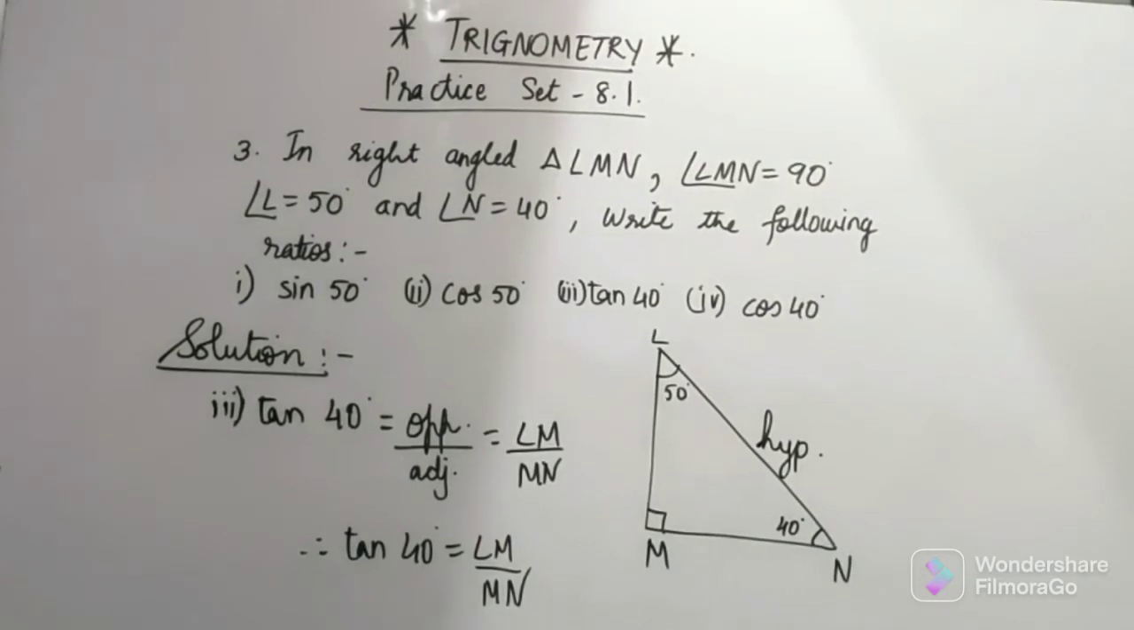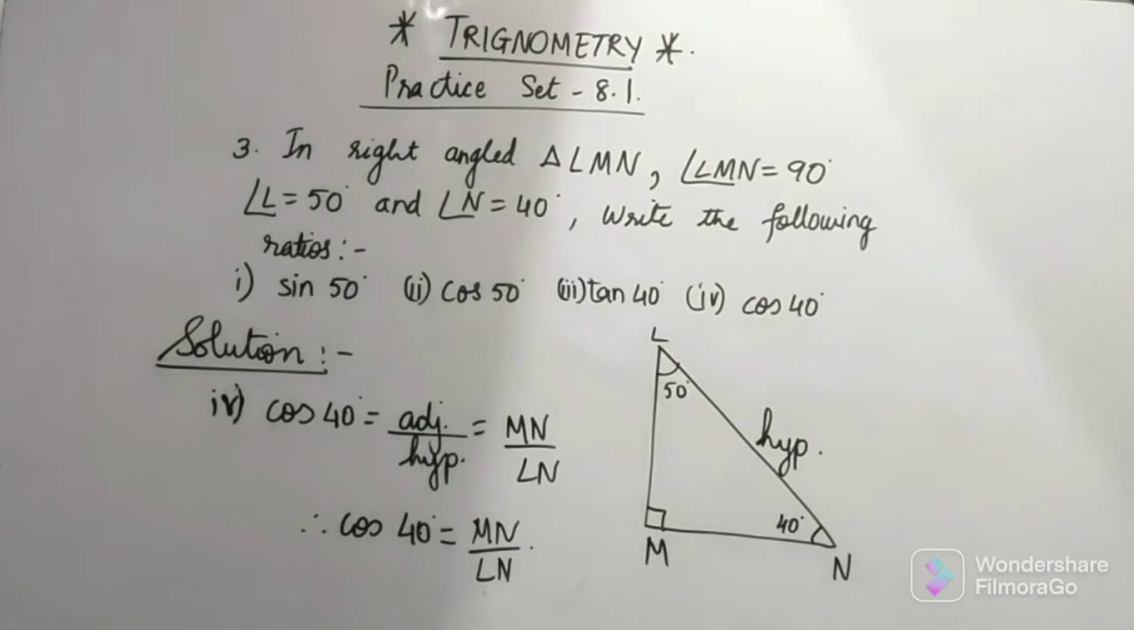So tan 40 is LM upon MN. The last one, cos 40. Again, in case of 40 degree angle we have to see adjacent is MN and hypotenuse is LN. So cos 40 is MN upon LN.